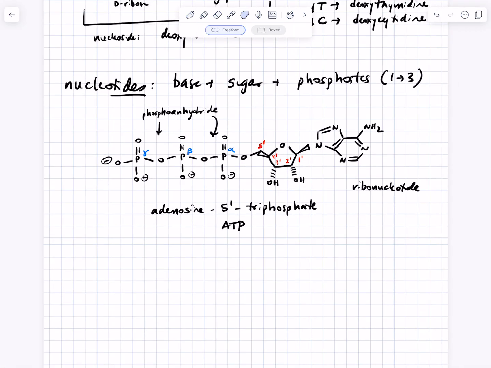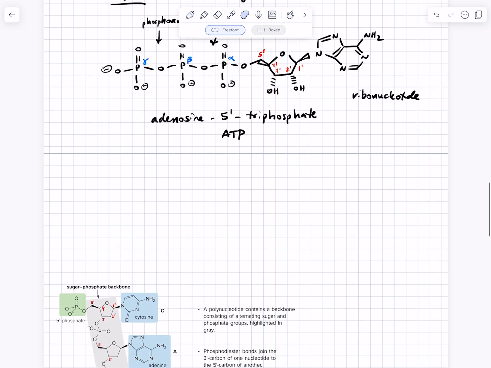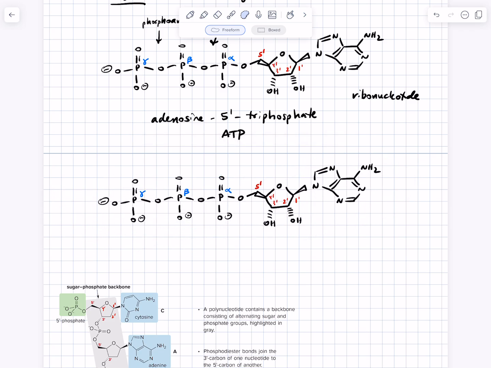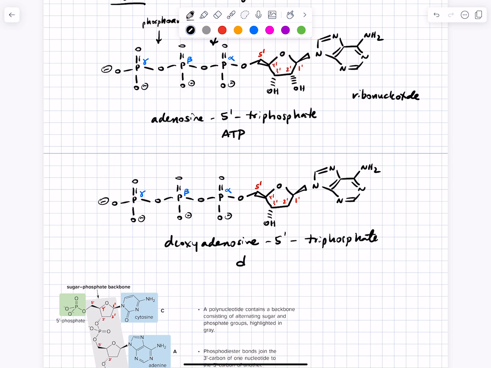If we take the nucleotide triphosphate and we erase the 2' hydroxyl group, that becomes deoxyadenosine 5' triphosphate, or dATP. And when nature goes to make DNA and it needs to incorporate an adenine base at a specific spot, it uses dATP as the electrophile. All right, questions about nucleosides versus nucleotides?